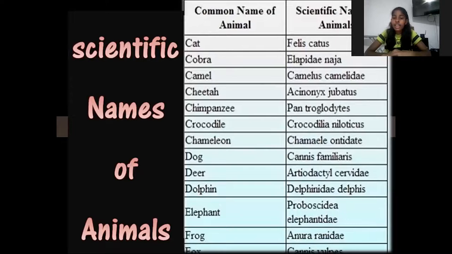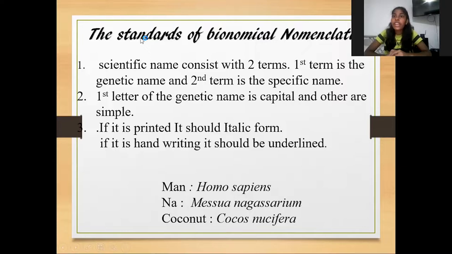Next, I talk about the standards of binomial nomenclature. The first one is the scientific name consists of two terms. First term is the generic name. Second term is the specific name. First letter of the generic name is capital and others are simple. Third one, if it is printed, it should be in italic form. If it is handwritten, it should be underlined.